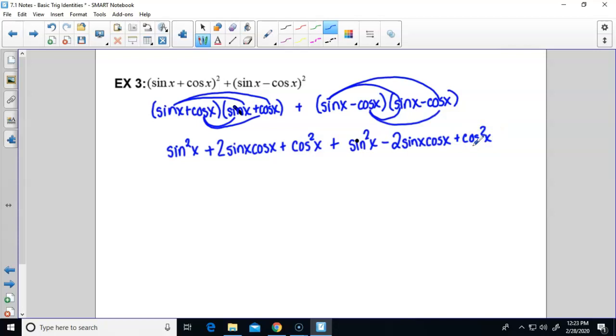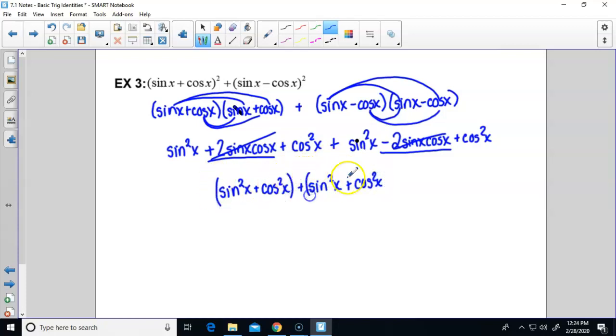And so you've made this really long here, but there's some really cool stuff that's going to happen next. Because I've got a positive 2 sine x cosine x, and I've also got a negative 2 sine x cosine x, those two terms cancel each other out, leaving us with sine squared x plus cosine squared x plus sine squared x plus cosine squared x. And sine squared x plus cosine squared x is 1. So we just end up with 1 plus 1, which is 2. I love these problems because they start off very complicated. Sometimes they get even worse, but often their answer is as simple as just a single number.